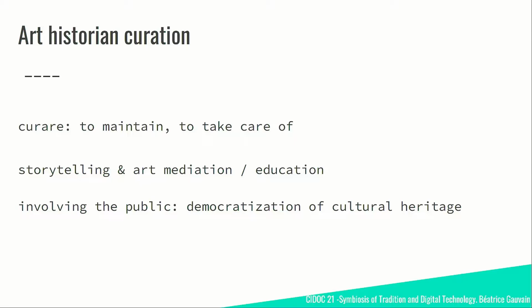So when we go back to the art historian, curation stems from Latin and means to maintain, to take care of, and it involves storytelling, art mediation, but also involves the public. The first use of the word can be traced back to ancient Rome, when Augustus placed someone in charge to look after the public works, such as cataloging and maintaining buildings. And the very early kinds of collection catalogs actually stem from this time.